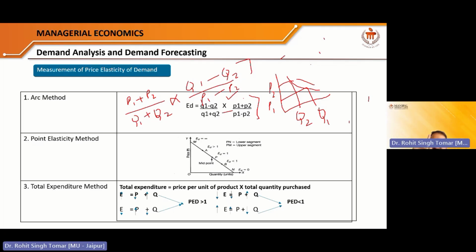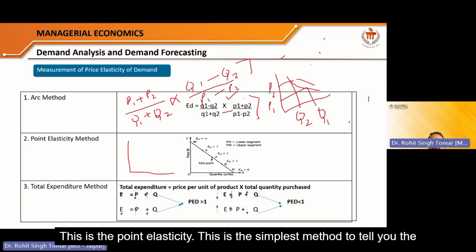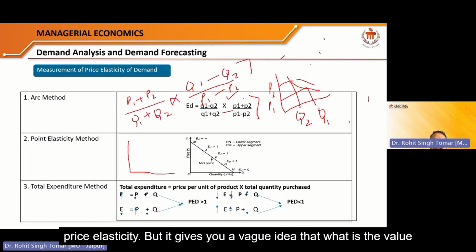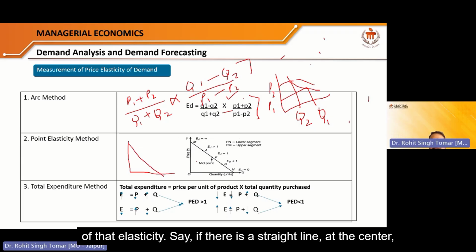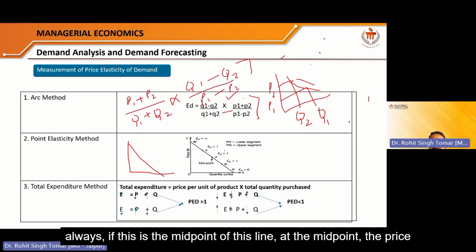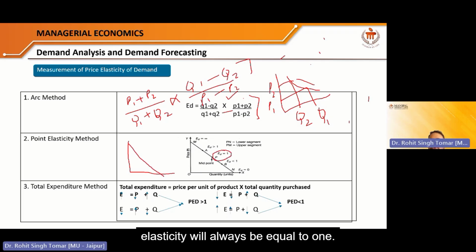That means from one point to another point. We will take the numerical example also, don't worry. This is the point elasticity. This is the simplest method to tell you the price elasticity, but it gives you a vague idea of the value of that elasticity. Say if there is a straight line, at the midpoint of this line, the price elasticity will always be equal to 1.